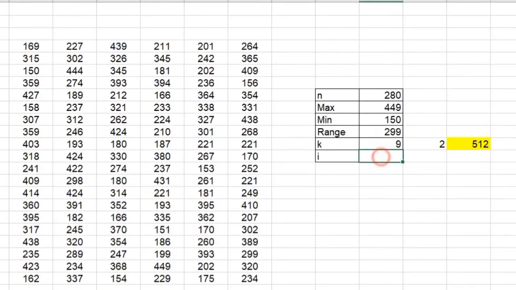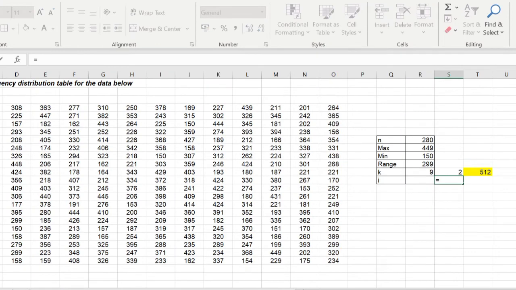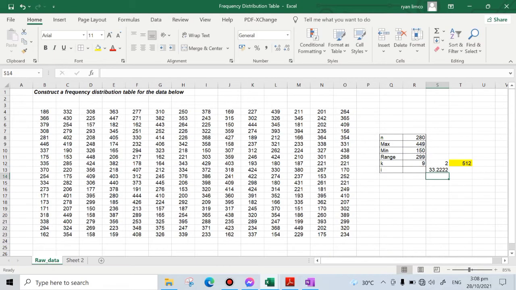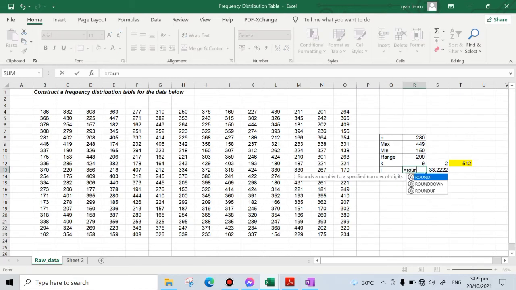Okay. How about the interval? Interval I is just equal to the range divided by k. So, 33, i-round up lang po natin ito. So, formula, we have round up. So, select lang natin itong cell na to.